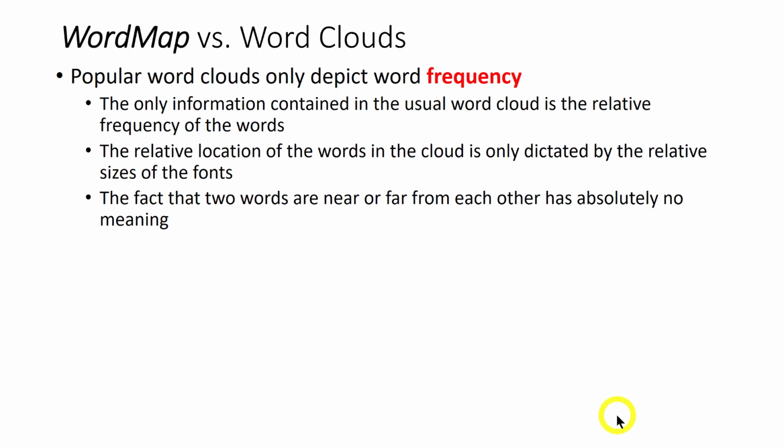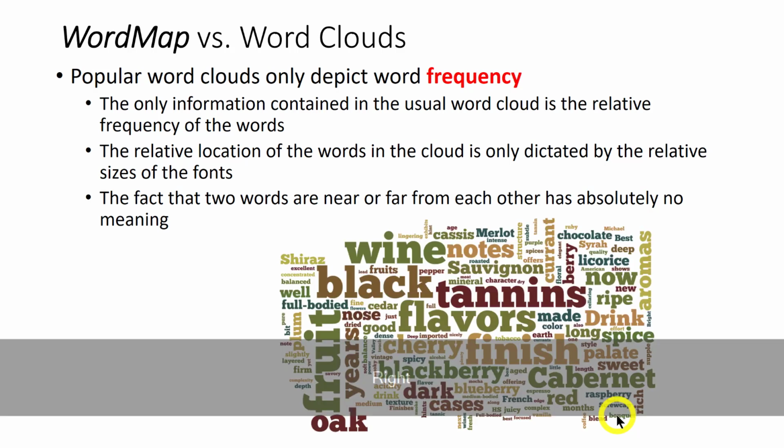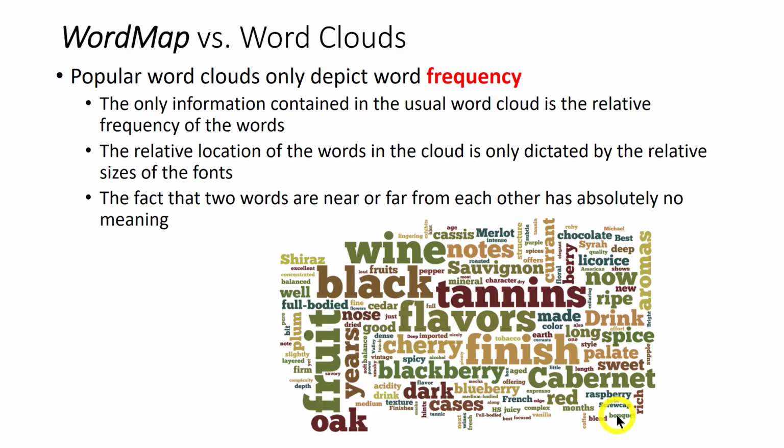The most popular word clouds you can find on the internet only depict word frequency. The only information contained in these word clouds is the relative frequency of the words across the documents. The relative location of the words in the cloud is only dictated by the relative sizes of the fonts. The fact that two words are near or far from each other in a word cloud has absolutely no meaning. For example, this particular word cloud here, which is very common, only shows the relative frequency of the words. The location of the words is only set up there to produce the most compact word cloud possible.